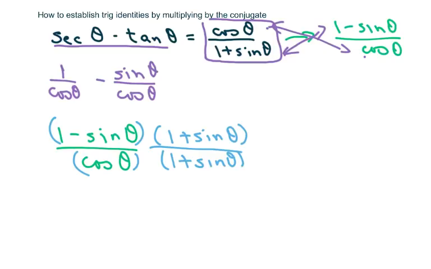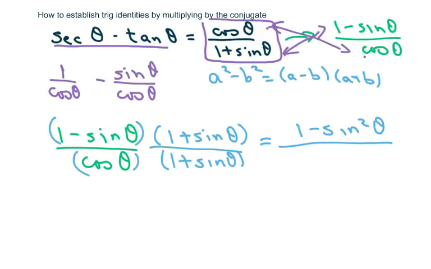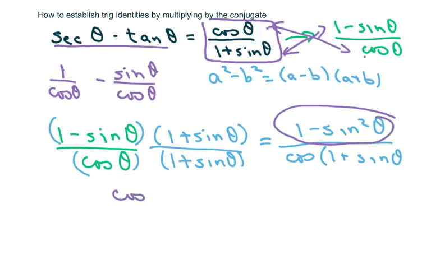All right? We know that this follows a squared minus b squared equals a minus b times a plus b. So we have the a minus b, so my a is 1 and my b is sine. So we get 1 minus sine squared. And don't distribute yet, we're going to have cosine times 1 plus sine of theta. Also from your identities, you know that that is cosine squared. So you have cosine squared of theta over cosine, I should have had parentheses there, 1 plus sine theta.